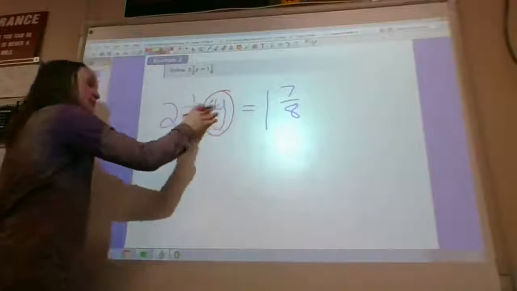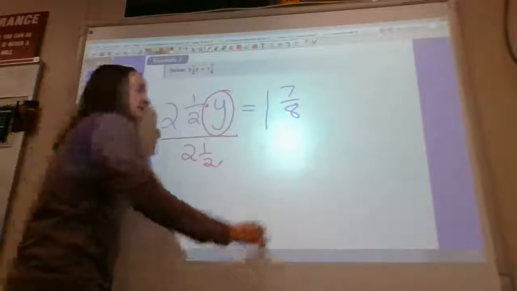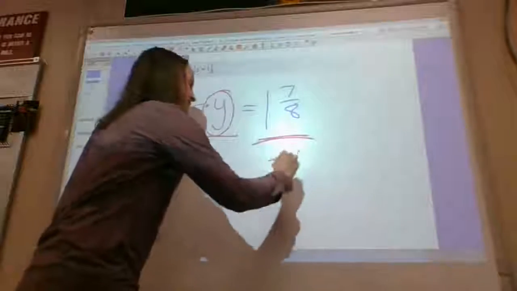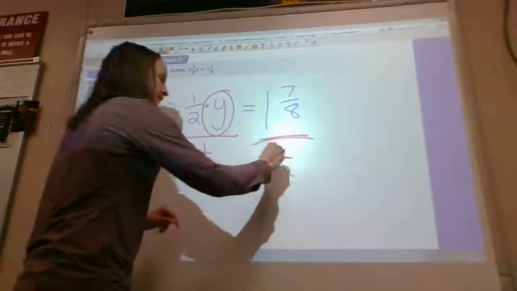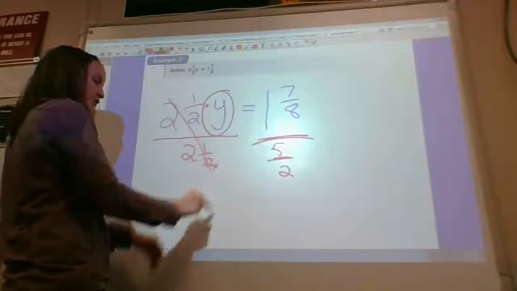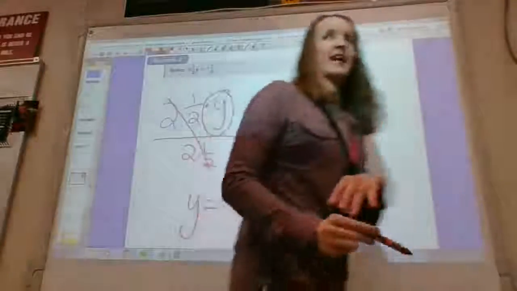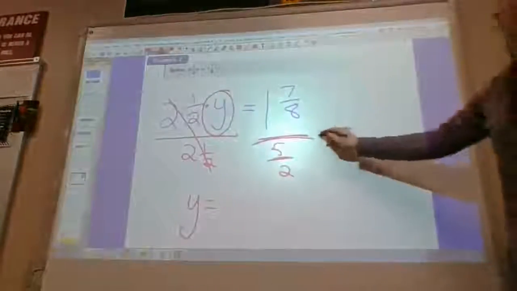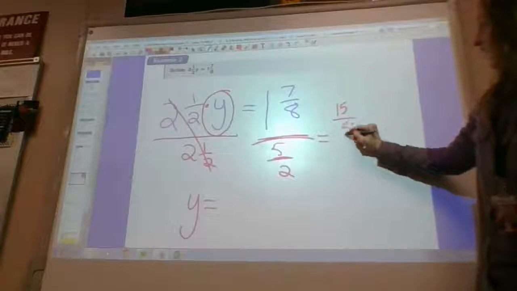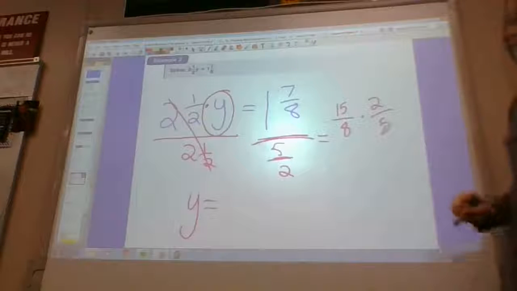So the opposite of multiplication is division. So we're going to divide by 2 1/2. But if you remember what I did on the last slide, dividing by 2 1/2 is the same thing as dividing by 5 halves. Why does that help us? Well, something divided by itself is 1, so we're going to have y equals. When we have a mixed number divided by a fraction, hopefully you know to convert both of them into fractions. And so that's going to be 15 over 8 multiplied by the reciprocal, 2 over 5.